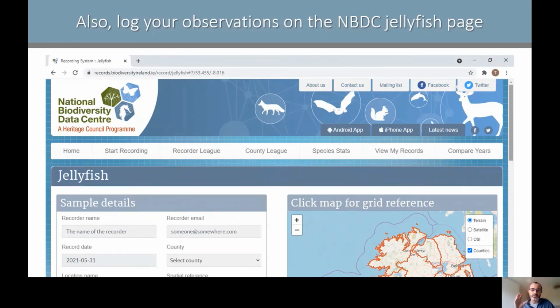So we're talking about the Big Jellyfish Hunt Facebook page, but obviously we've partnered up with the National Biodiversity Data Centre as well. What we'd like you to do as well is log your observations on the National Biodiversity Data Centre jellyfish page. You can simply type in NBDC jellyfish page and you will get this page here, where you can put your name in, your details, the exact location, and describe the jellyfish that you saw, and also submit a jellyfish picture. So it'd be great if you could do both.